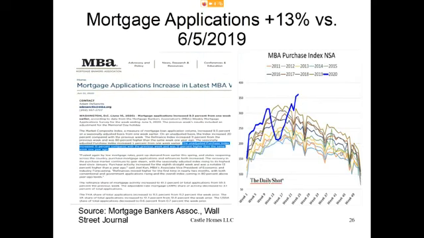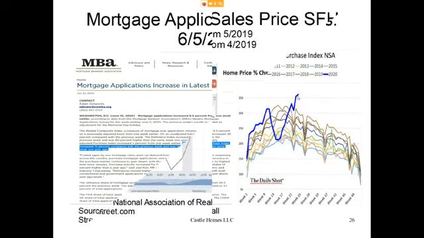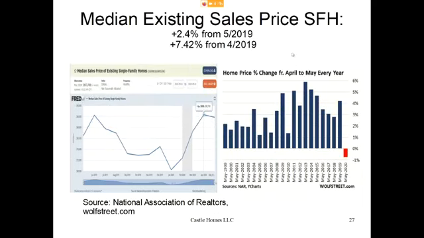Mortgage applications, again, the leading indicator, are up 13% versus 6/5/2019 and 15% higher than the previous week. So this was as of June 10. And you see here's 2020 on a stacked chart. We had been doing much better than all of these previous years. It fell off a cliff. Here comes COVID, and now we're coming back. And hopefully that continues.